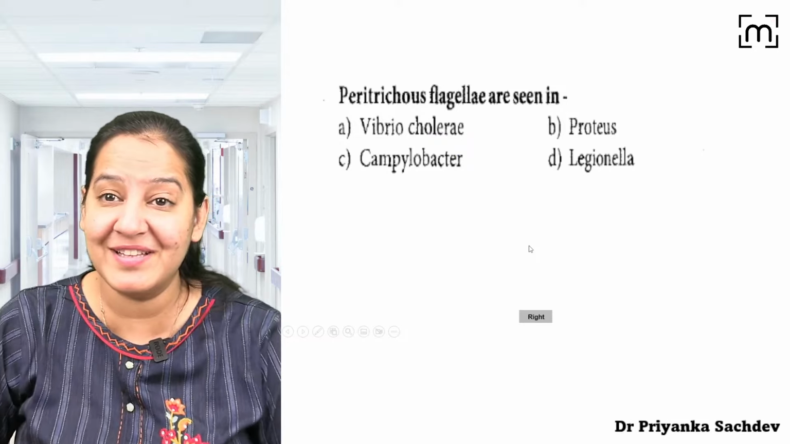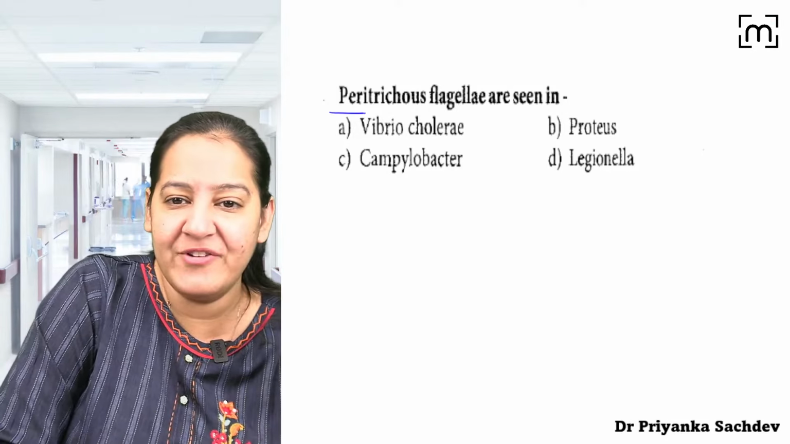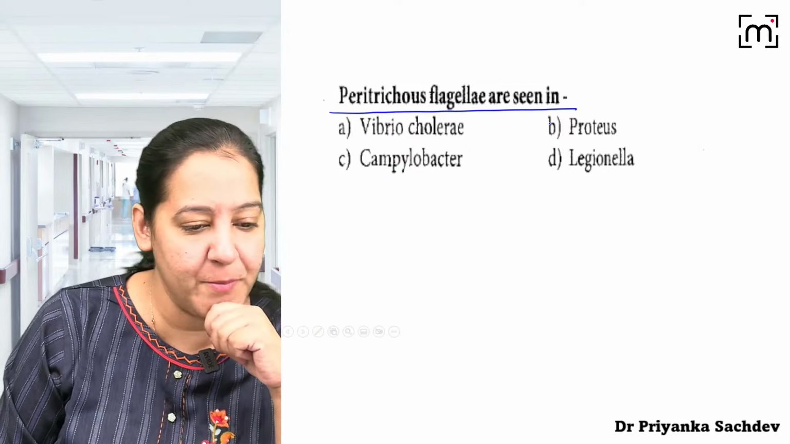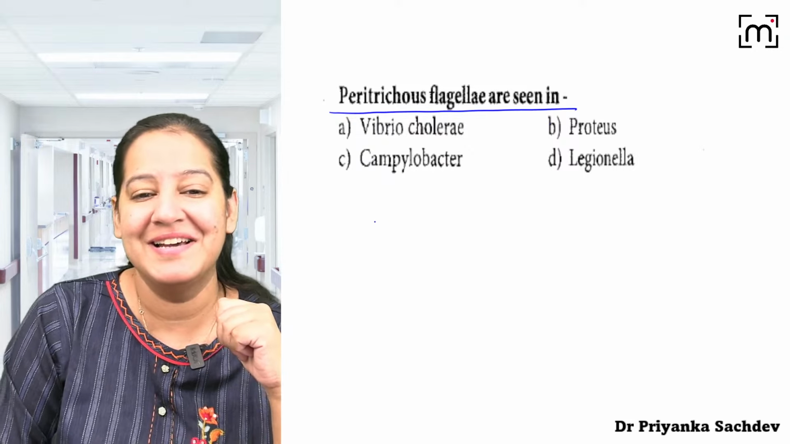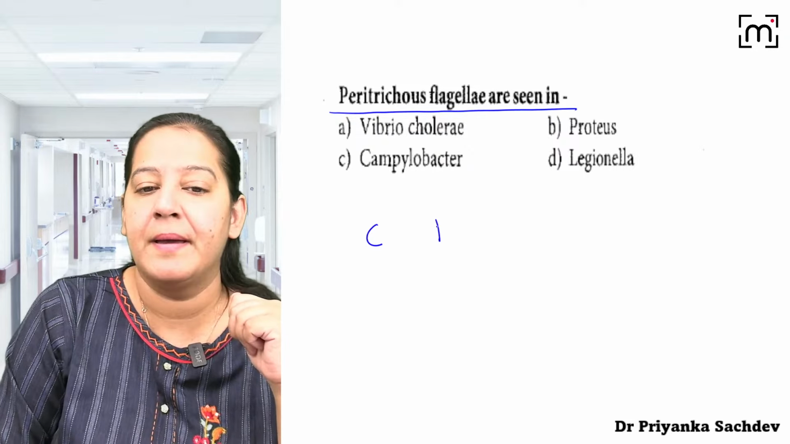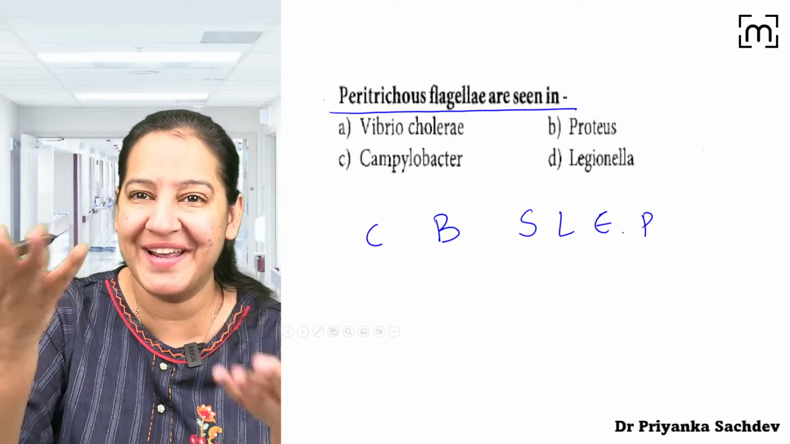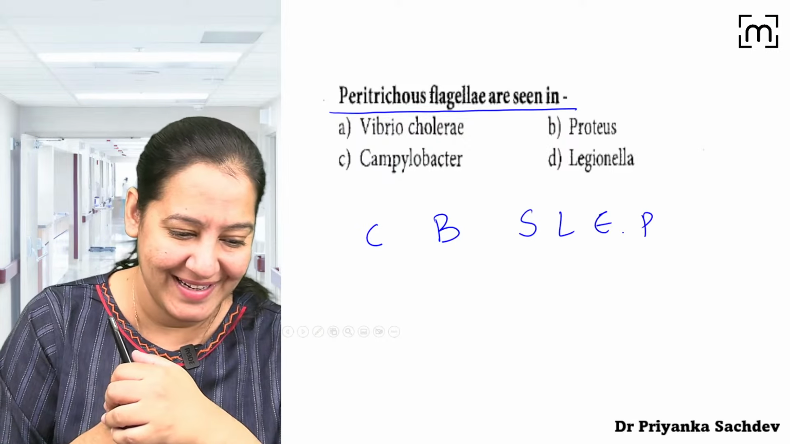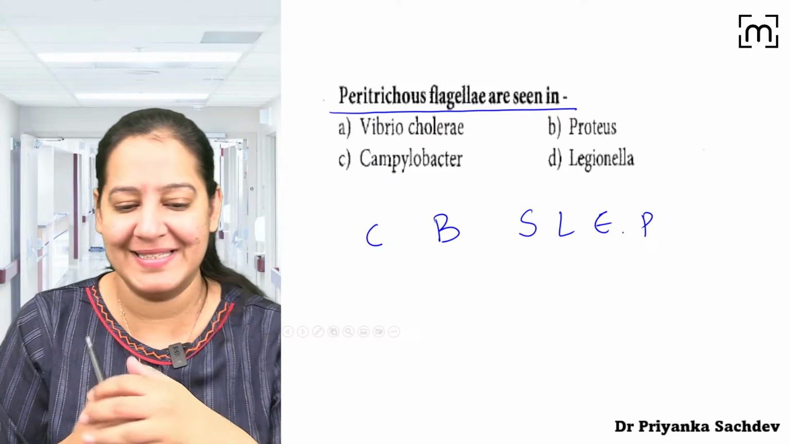Can you help me in solving these questions now? We will solve 2-3 questions. Can you help me? Peritrichous flagella is seen in. Can you tell me the mnemonic for peritrichous first? So yes, it's cute, baby, sleep. S-L-E-P. Sleep. Now apply the mnemonic. I have written the mnemonic. Can you apply?